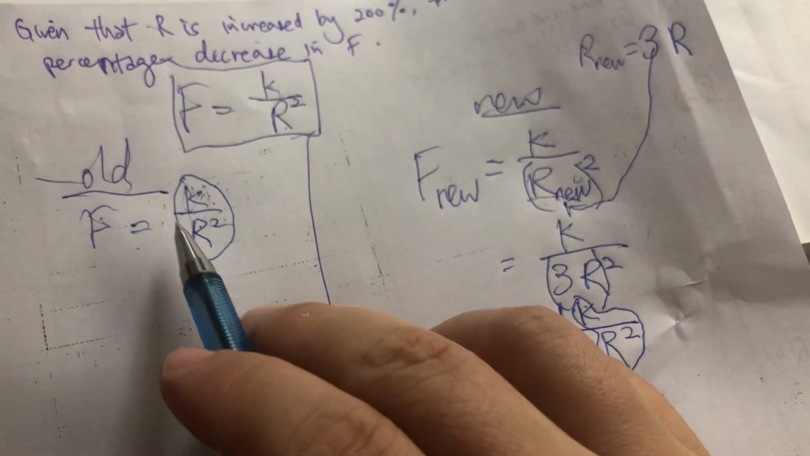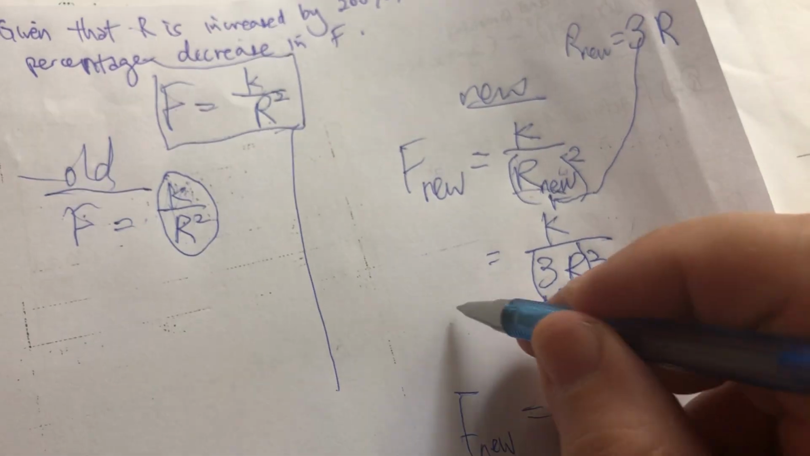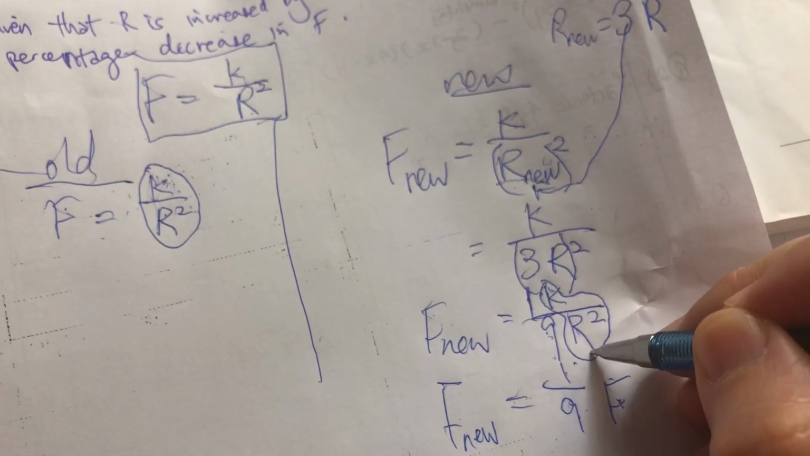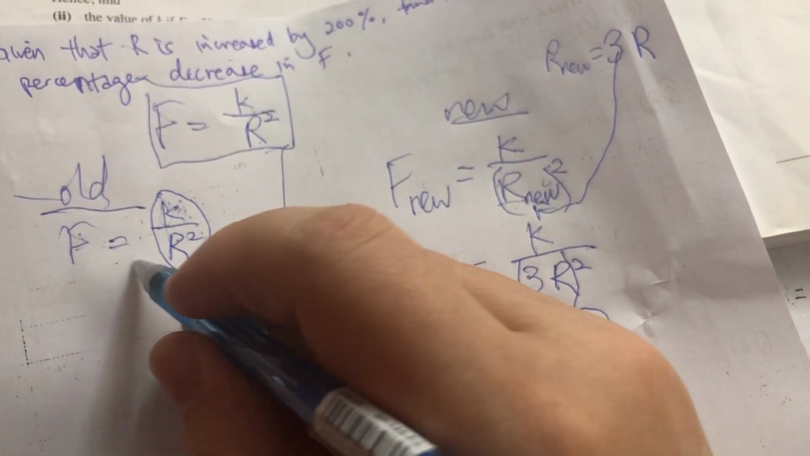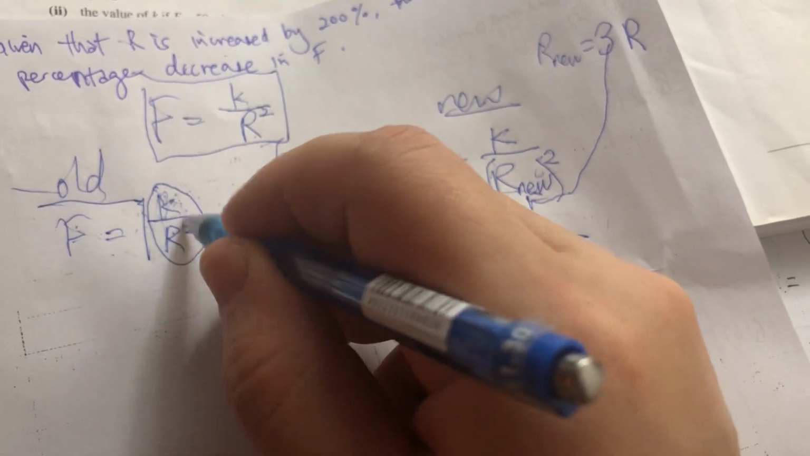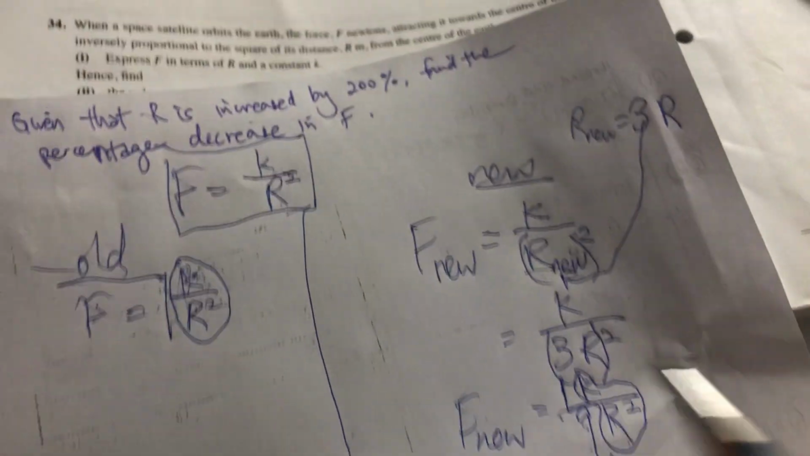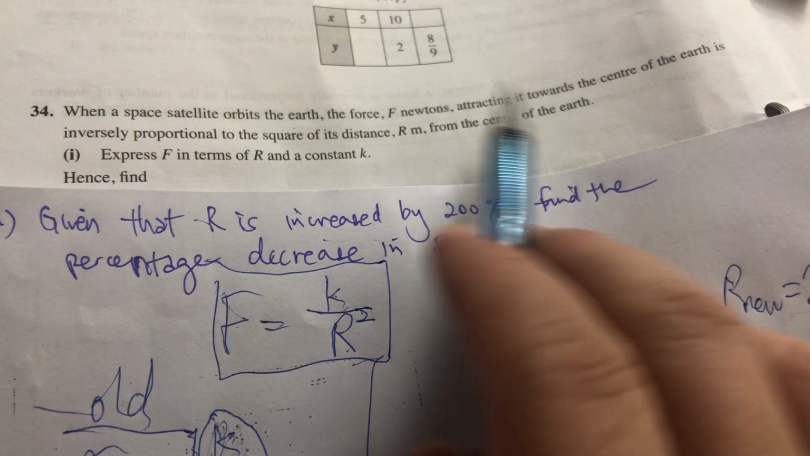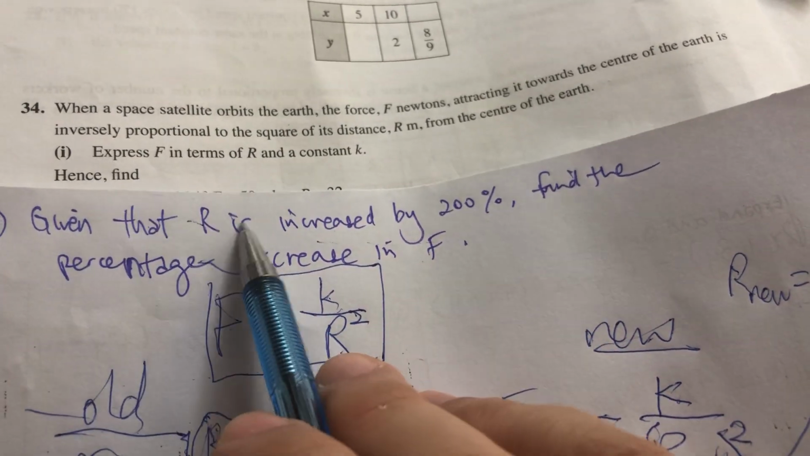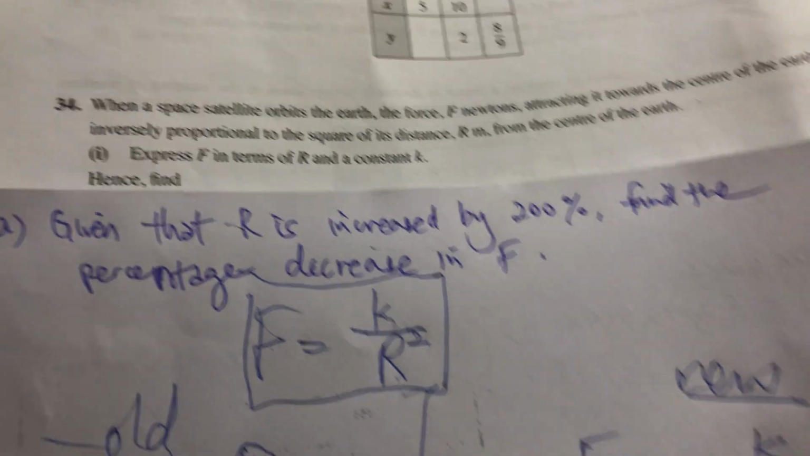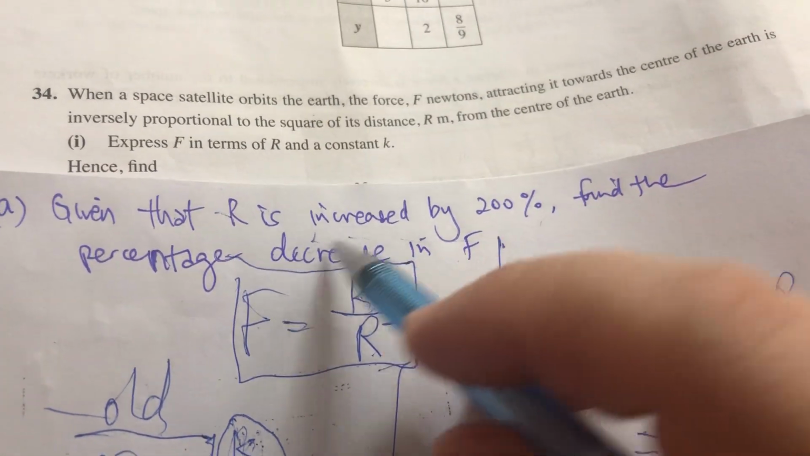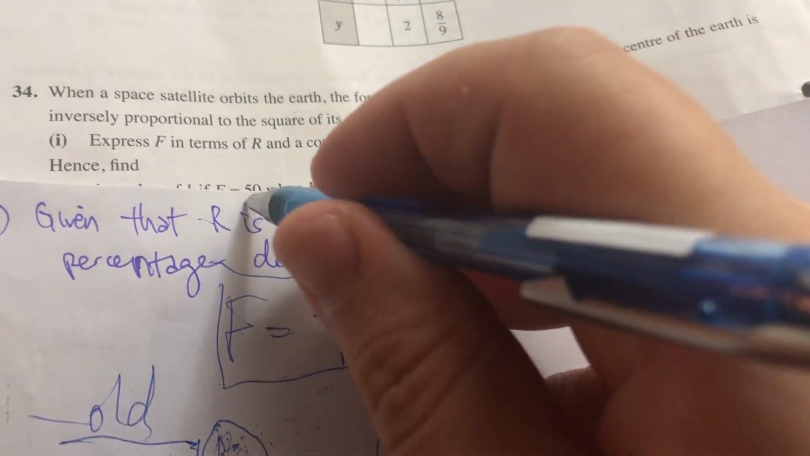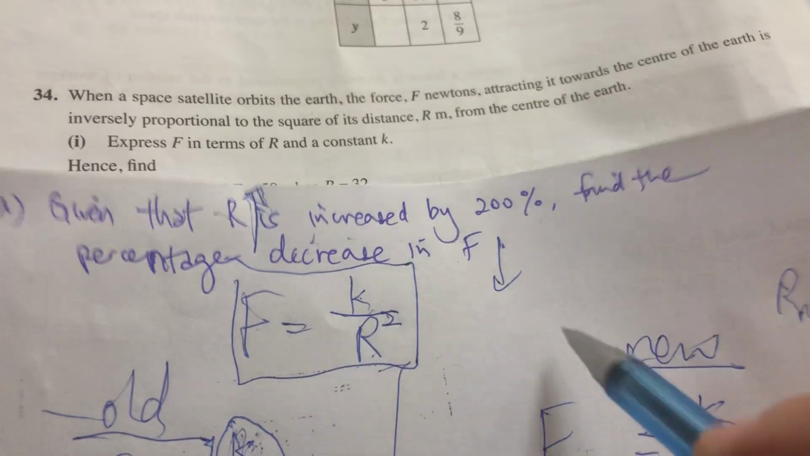Okay? Or if you look here, this line here, the new F is 1 out of 9 of k over r squared. Whereas the original F is 1 whole of the k over r squared. So of course this is bigger, this is smaller. And it makes sense because this is inverse proportion. So when r is increased, the F has to decrease, and they already told you it's decrease anyway. Okay, but even if they don't tell you, you should know that it's a decrease because it's inverse proportion. If this goes up, this must come down.